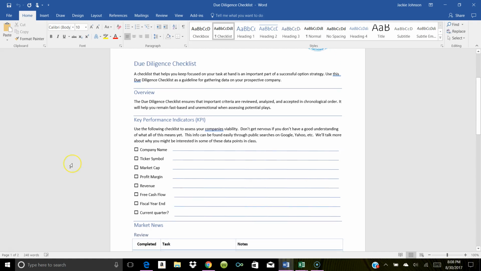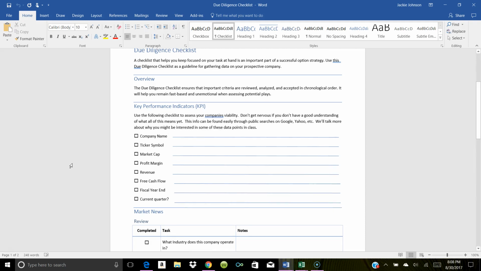KPI, key performance indicators. Use the following checklist to assess your company's viability. Don't get nervous if you do not have a good understanding of what all this means. This info can be found easily through public searches on Google, Yahoo, Morningstar, Seeking Alpha, NASDAQ News. The list goes on and on and on for free. We'll talk more about why you might be interested in some of these data points in class.